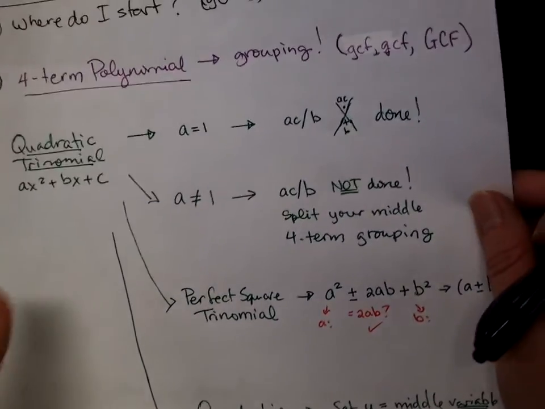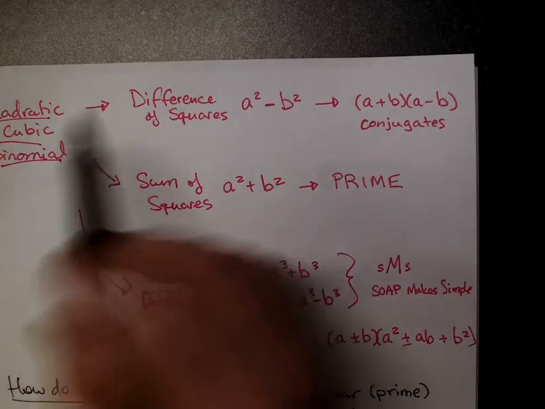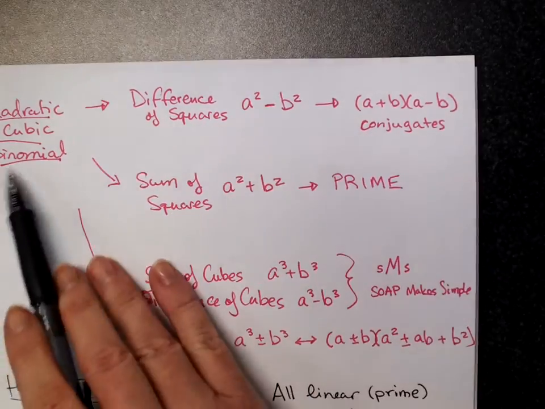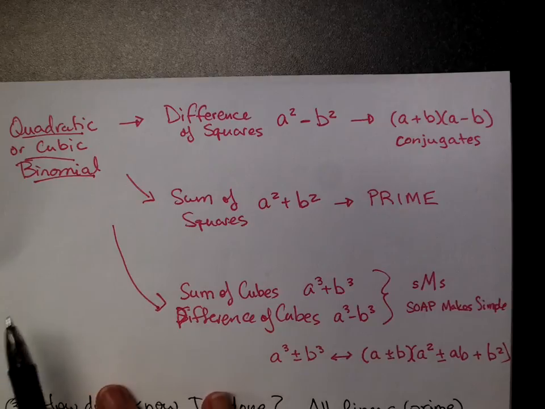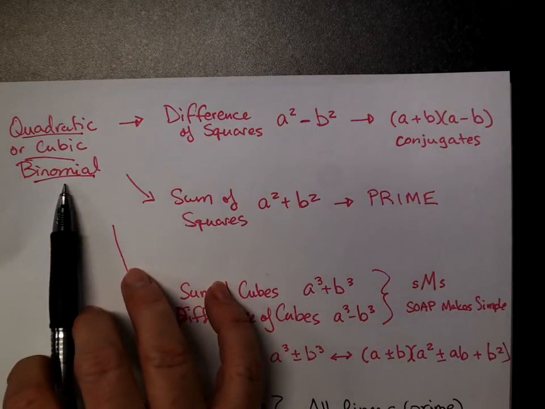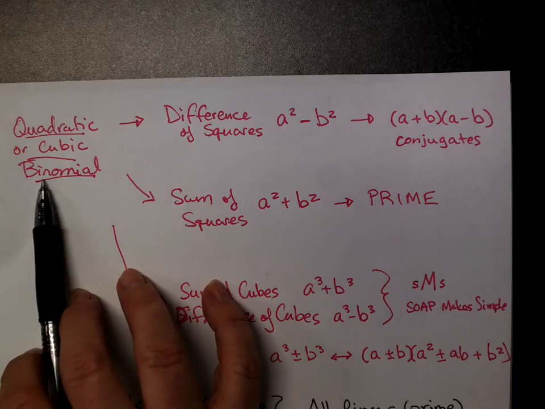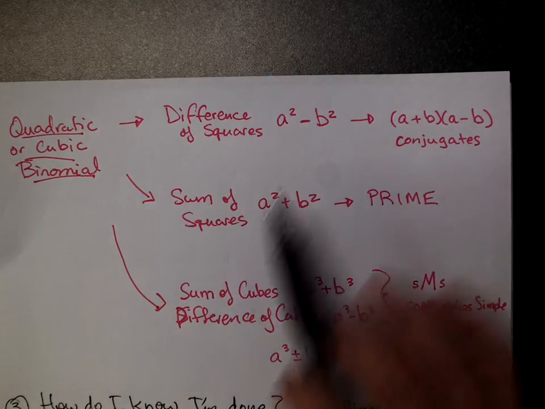Okay? Or, if you have 2 terms left, that's what we're doing today, then you have either a quadratic or a cubic binomial. Binomial for 2 terms. Okay? Now, there are 4 possibilities for a quadratic or cubic binomial. Binomial again means 2 terms. Now, there's an infinite number of binomials in the world. Most of them are not factorable.